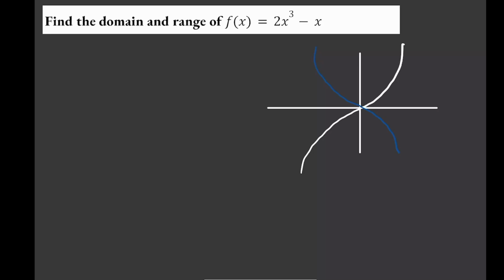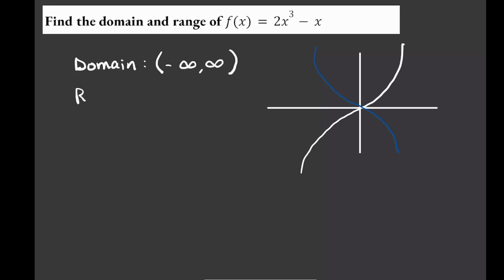Meaning I can input any value of x, not excluding any of it, and I would be able to get an output. So here I can put a negative number and I can get an output. I can put a 0 and I can get an output. I can put a positive number and I can get an output. So here I would say that my domain is all real numbers. In interval notation, I would write it from negative infinity to infinity.